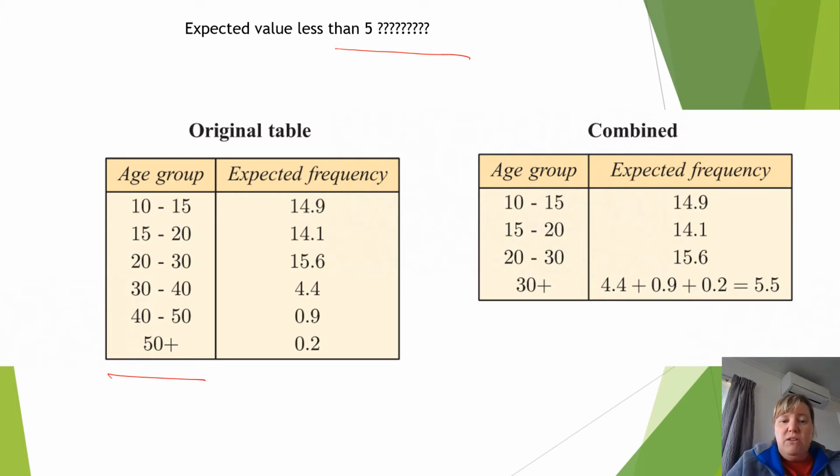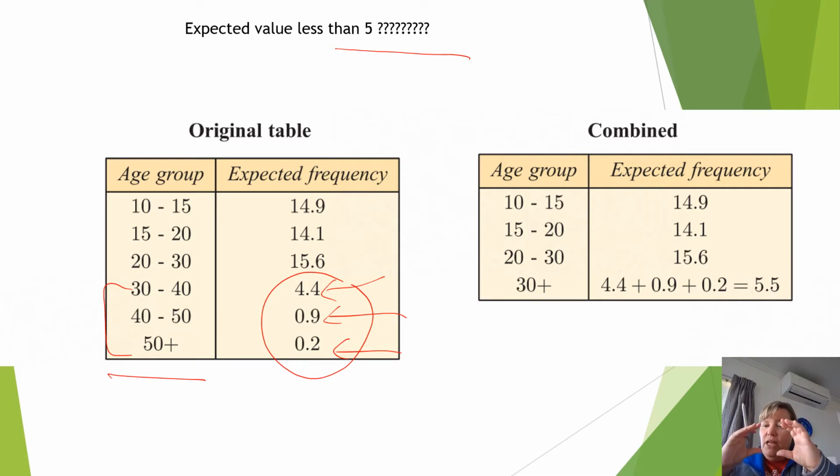But for the expected value here, you've got this problem that, see these ones down the bottom here, they are all less than 5. So what you actually do is you combine them all together. Now, you can only do that if they're actually next door to each other. So for instance, I can't combine them with the 10 to 15 age group. Because they're together, that's like making them into a single bar on a bar graph. So they're all 3 together, so I make them into a single bar. So all you do is you combine them together.